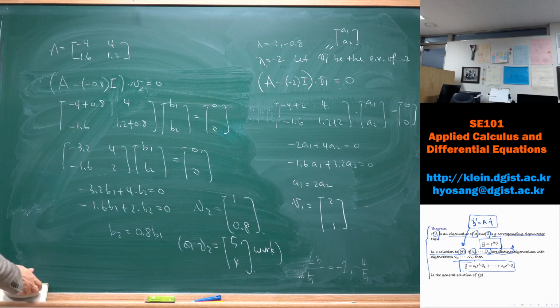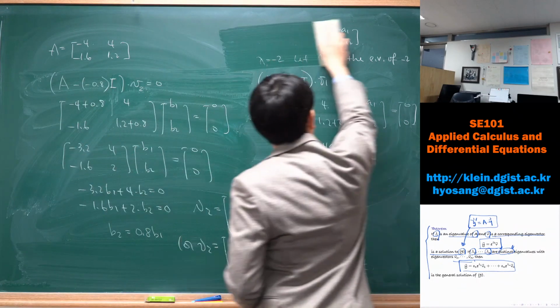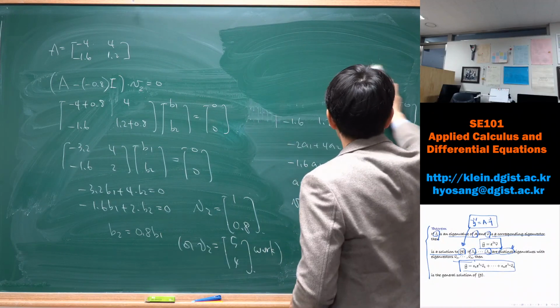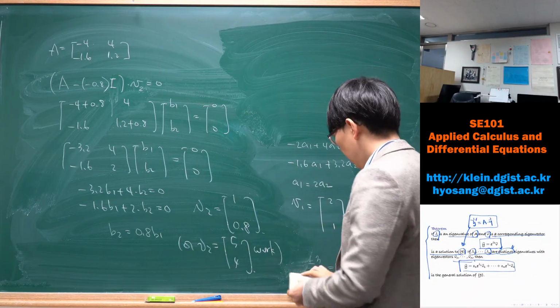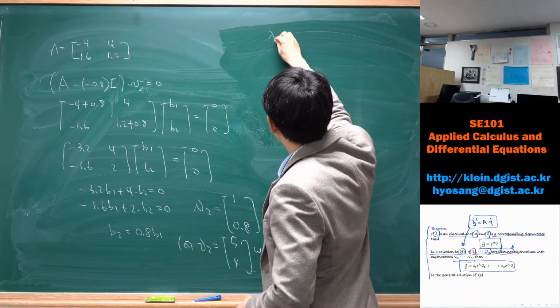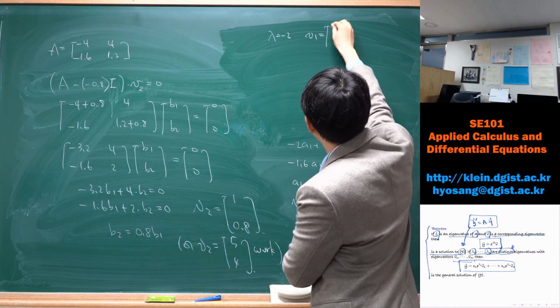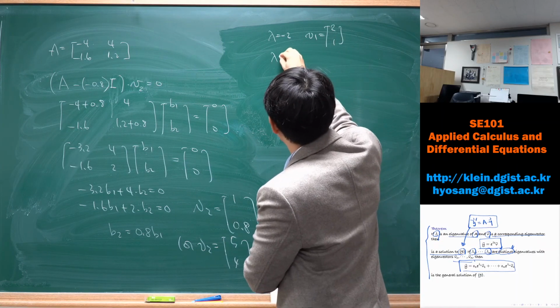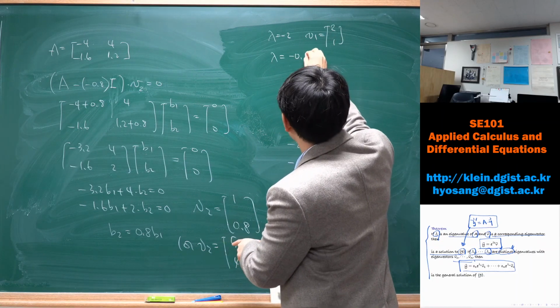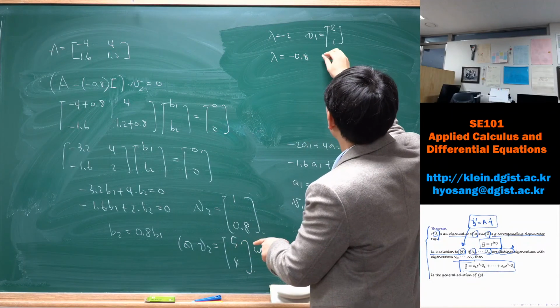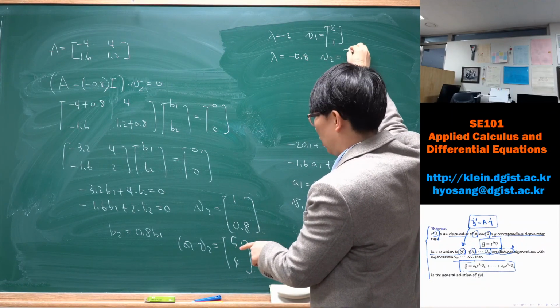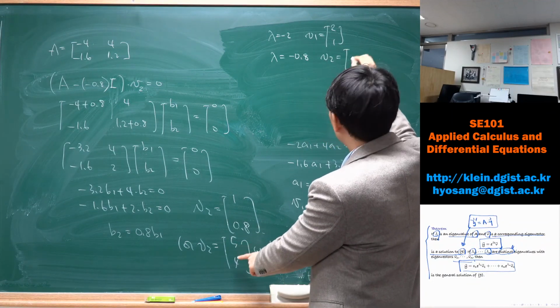Okay? So to summarize, we had 2 eigenvalues and 2 eigenvectors. So if lambda is minus 2, my eigenvector can be taken as 2, 1. And if my lambda is minus 0.8, then my eigenvector is, I think this is better, right? So 5, 4.